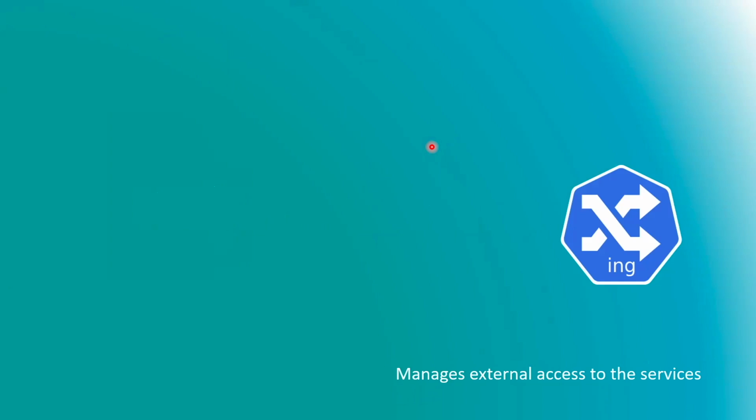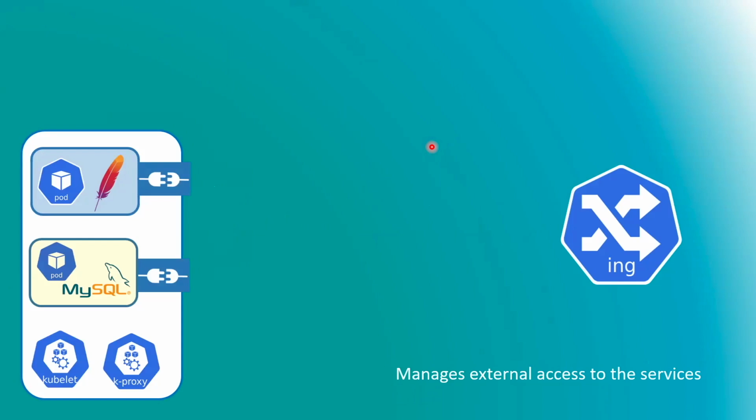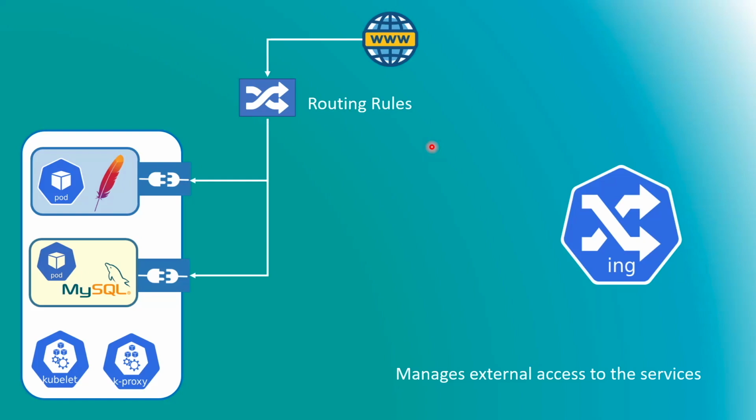Ingress manages external access to all these services. Let's assume that we have our previous example where we have one Apache pod and a MySQL pod with those services. These services are attached to the pods with a static or permanent IP address. Now I'll define ingress at the cluster level. When the external traffic comes from the internet to that ingress, ingress will have routing rules that will route the traffic to all my pods.